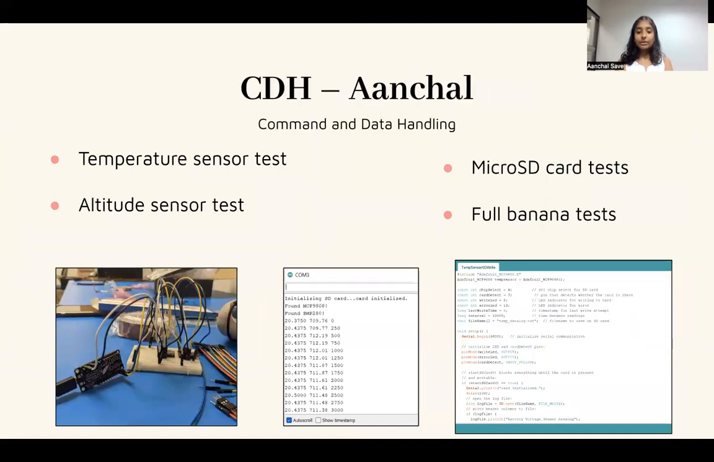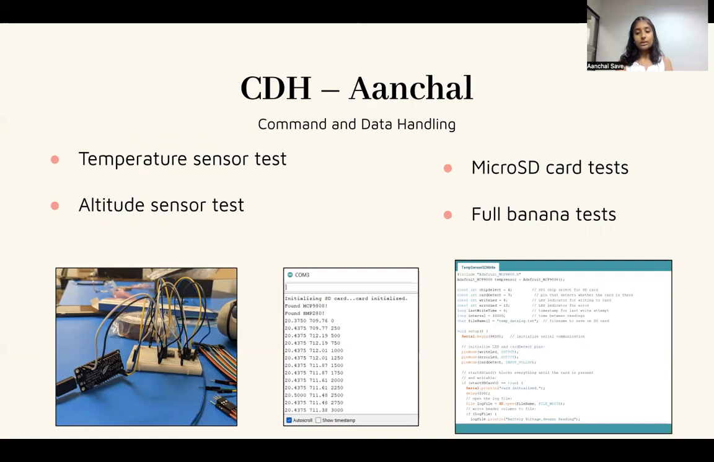After selecting a microcontroller, I wrote code to test it and its compatibility with the sensors. I tested its ability to store data on the microSD card and to read measurements from the sensors, and I also tested how everything worked when it was integrated together. In addition, I wrote the program for the experiment mode, which collected data during the launch of our balloon.